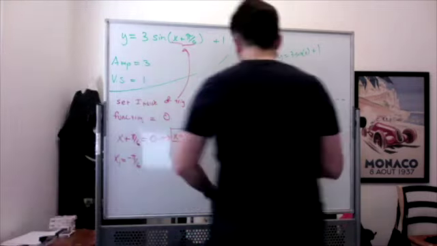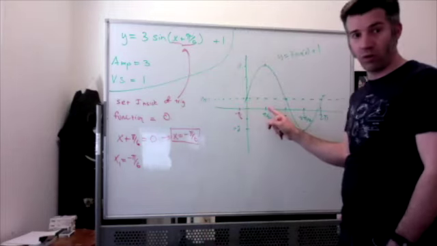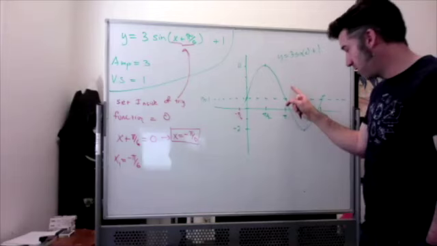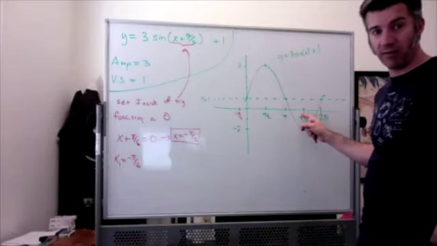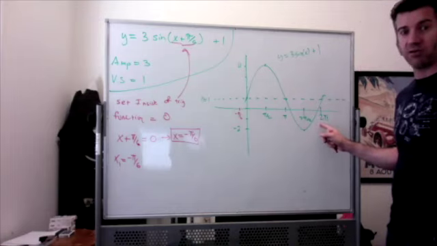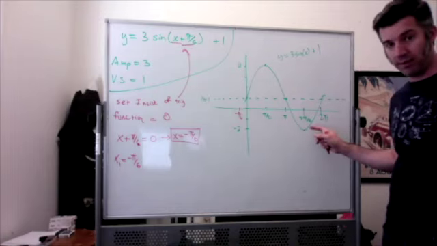Usually, I would start at zero and then add 1/4 of the period, which is pi over 2, and add another 1/4 to get pi over 2 plus pi over 2, which is pi. Add another 1/4 of my period, you get pi plus pi over 2, which is 3 pi over 2. Add another 1/4 of my period, you get 3 pi over 2 plus pi over 2, which is 4 pi over 2, which is 2 pi.